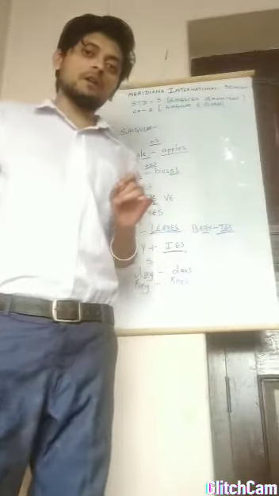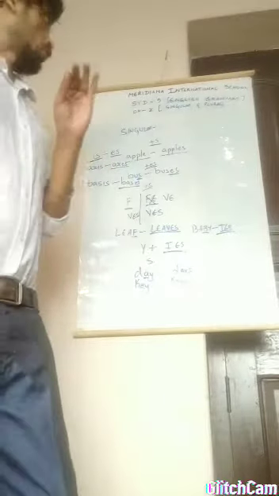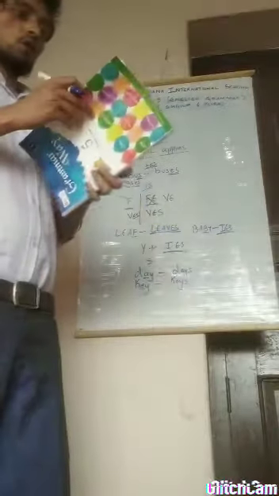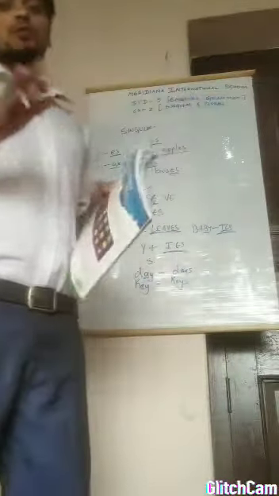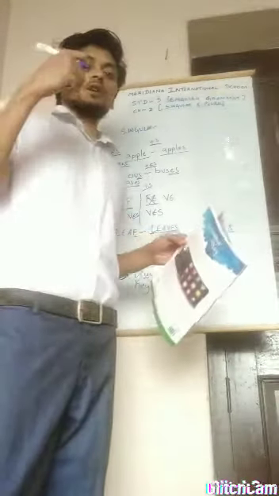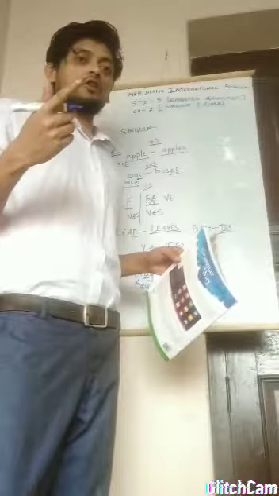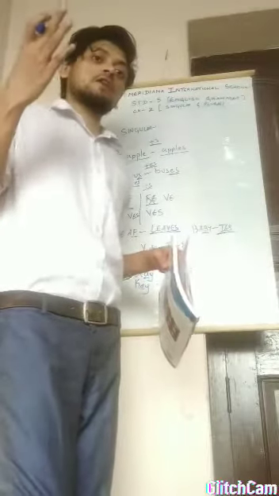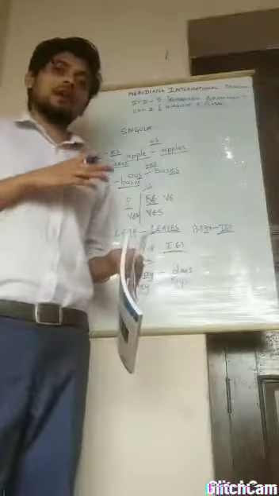So I do hope that you have understood this class. I will be back with chapter number 3, which is nouns, gender. When I say gender, there are 4 different types of gender: masculine gender, feminine gender, neutral gender, and common gender. So I will be back with chapter number 3 for standard 5.